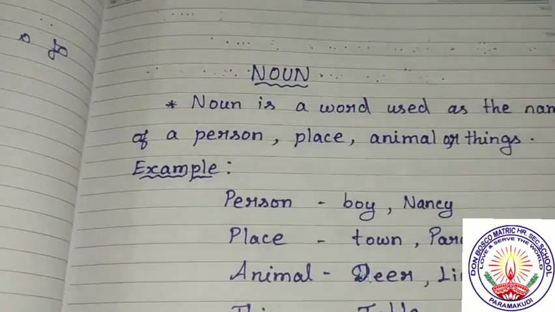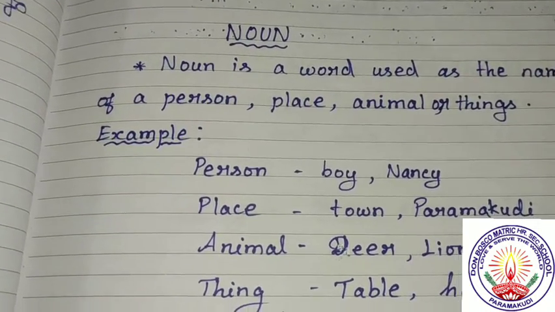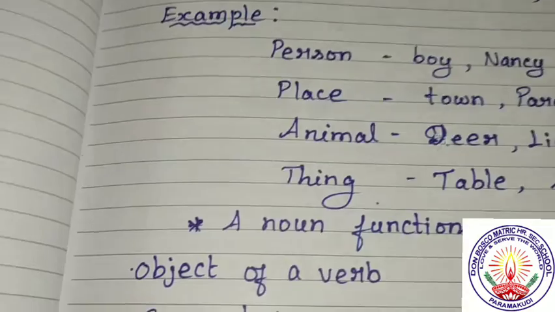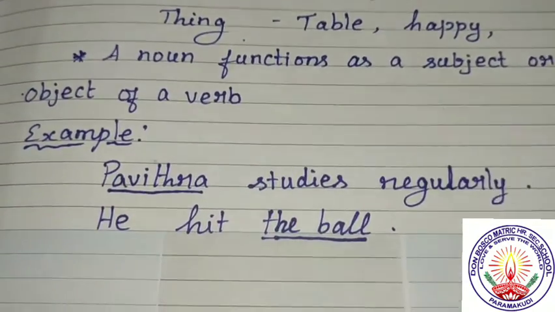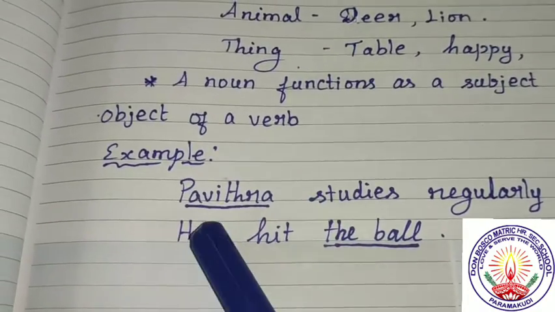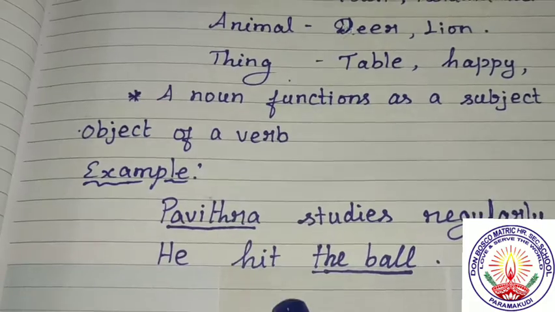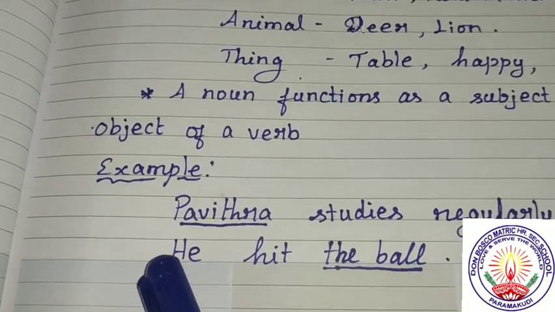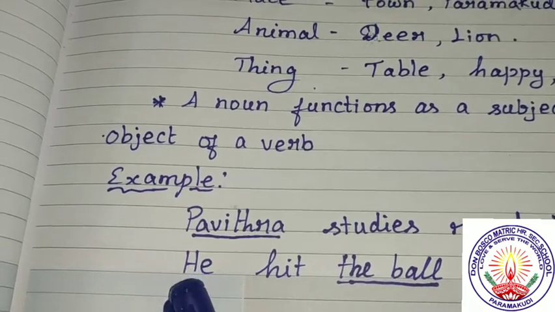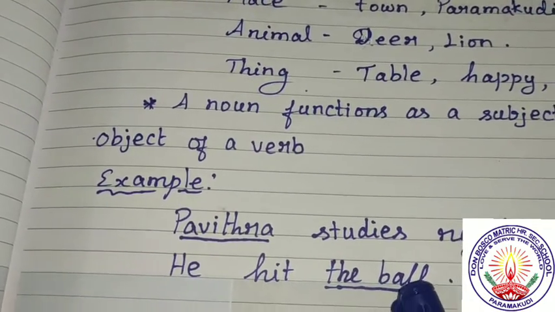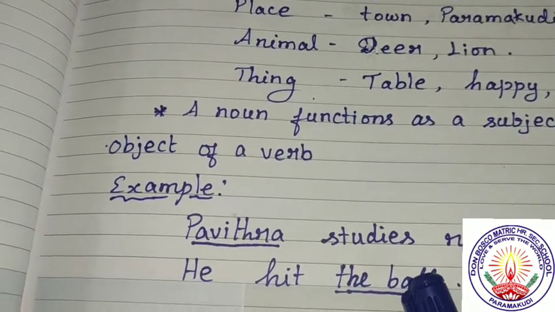So what is a noun? A noun is a naming word. It's the name of any person, place, thing, or animal. A noun functions as a subject or object of a verb. Here Pavitra is a noun, and it functions as a subject. Here he is not a noun, it's a pronoun. The ball is a noun, and it acts as the object of a verb.